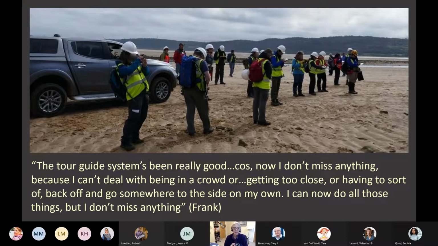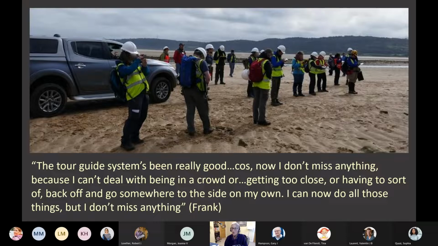Where this was particularly helpful was for our autistic students, because one of the things that they found really challenging was having to get physically close to other students. So when we say to our students, right, everybody huddle in, they find that very difficult and very uncomfortable. When you use a tour guide system, it means that they can keep themselves a little bit apart, but still hear what's being said.